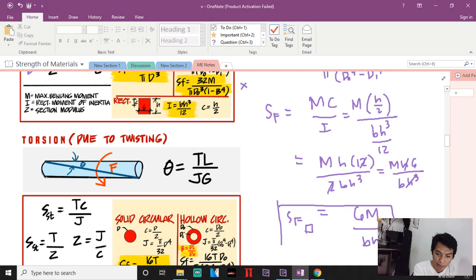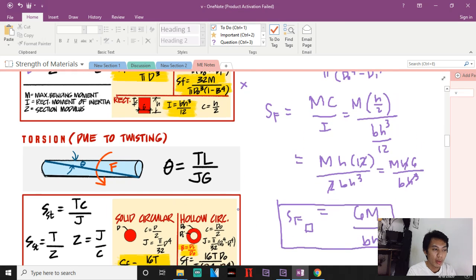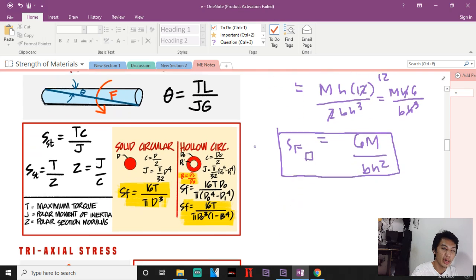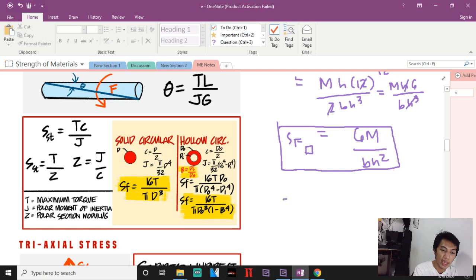And we derive an equation. Now, we'll go with the torsion, yung twisting. Kapag pinipiga na siya, tinitwist na siya, yung shafting mo. Ngayon, meron tayong mnemonic. That is theta, where theta is the angular deflection. That is T L over JG.